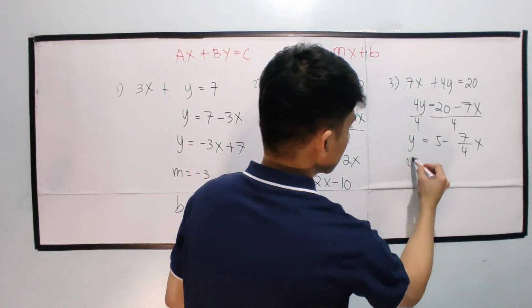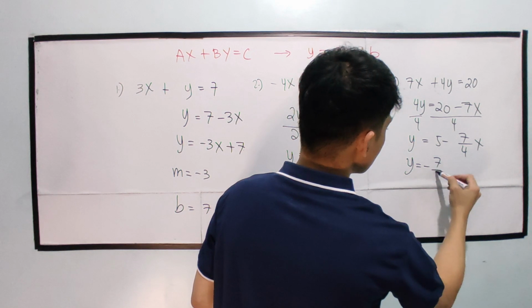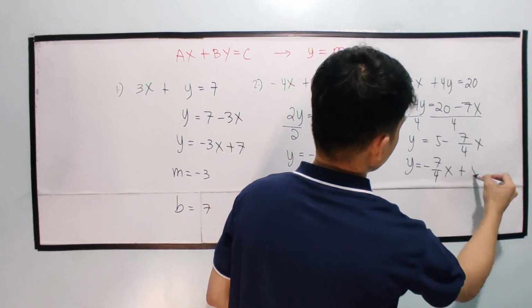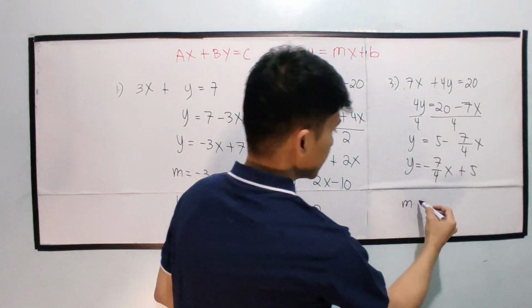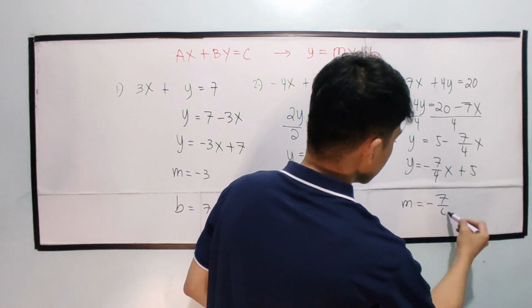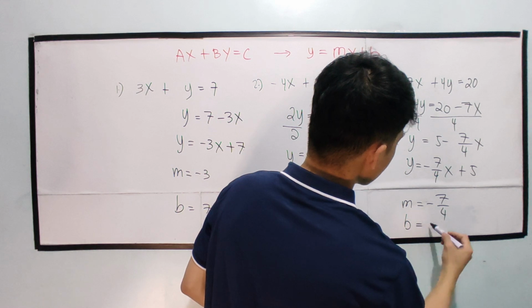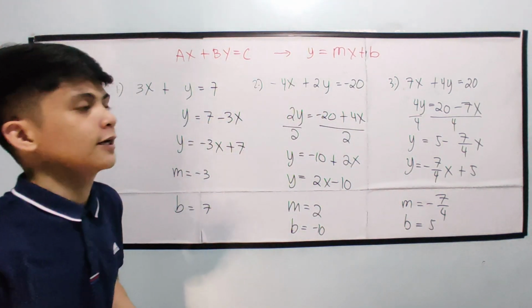Okay? Then, rearrange lang natin. So negative 7 over 4x plus 5. Okay, so slope-intercept form na siya. So yung slope natin is negative 7 over 4. And then yung y-intercept natin is positive 5. Okay?